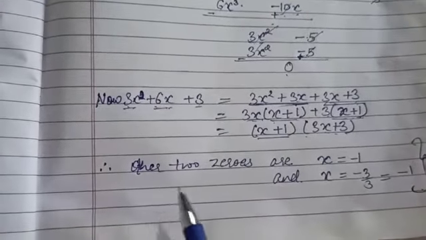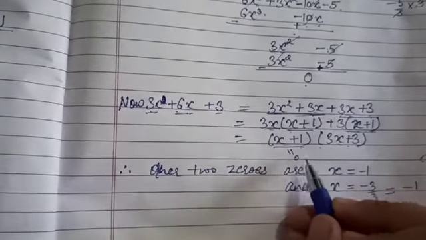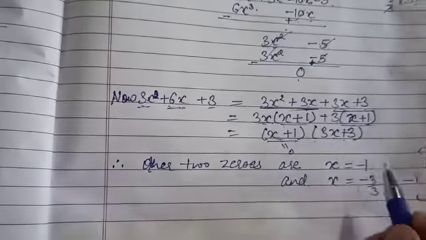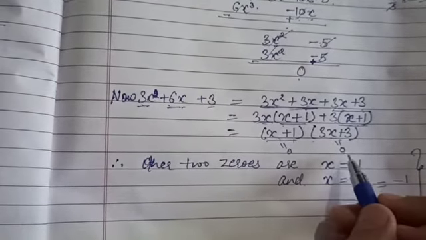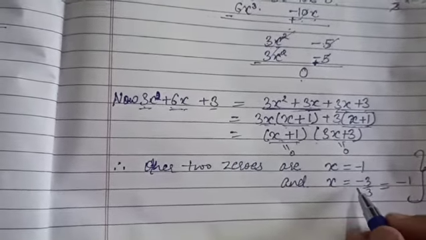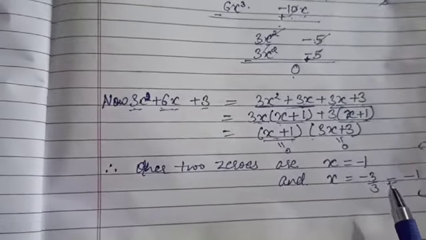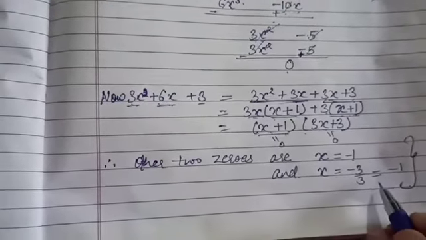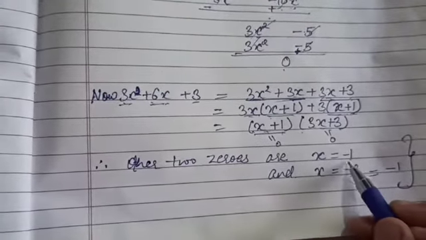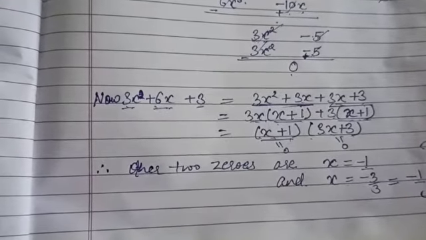Therefore, the other two zeros are, if we equate this part equal to 0, then x equals minus 1. And if we equate 3x plus 3 equal to 0, then x is minus 3 by 3 or minus 1. So, two zeros were given to us as root 5 by 3 and minus root 5 by 3, and the other two zeros are minus 1 and minus 1. This way we can solve our question.